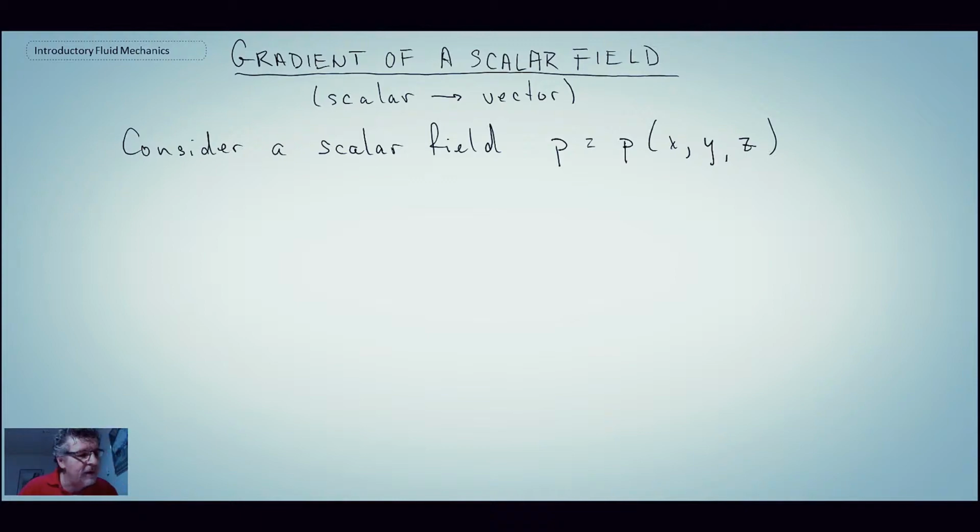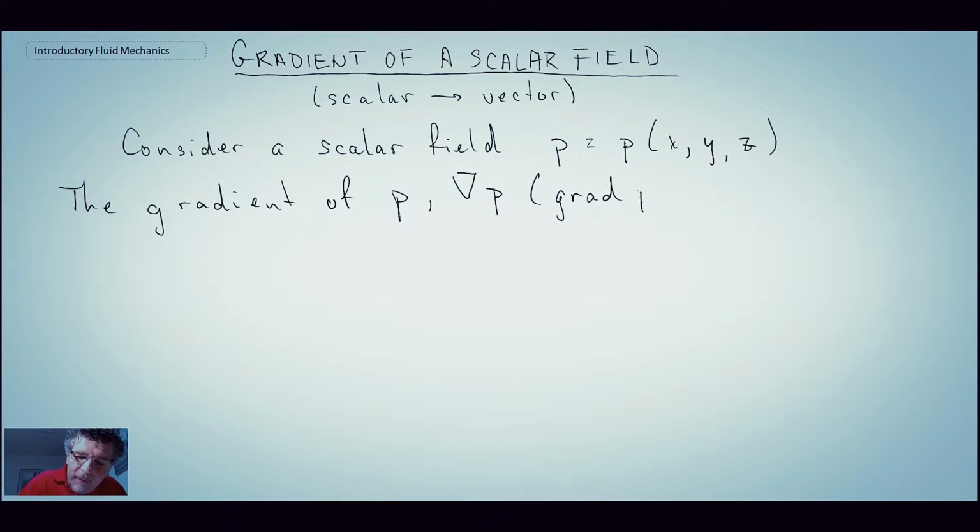And with the scalar field, I give it a P to denote pressure, but like I said, it could be temperature. So if we're looking at the gradient of P, and we'll define that as being grad P, grad P is what you'll hear people refer to it as.